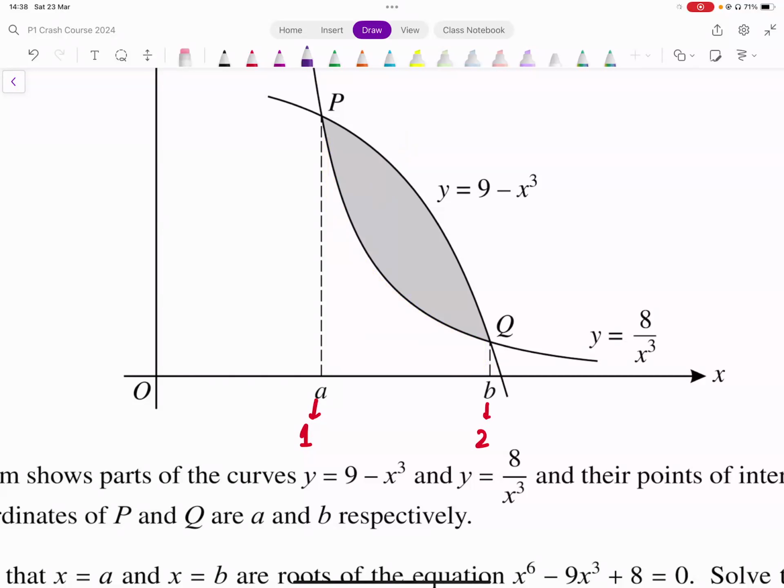Okay. Now let's try that. So which one are we calling the upper graph? This is the upper graph, right? Because this is in the shaded region. This is the upper part. And in the shaded region, what's the lower graph? This is the lower graph in the shaded region. That's y equals 8 over x cubed. Let's find areas for both of them.